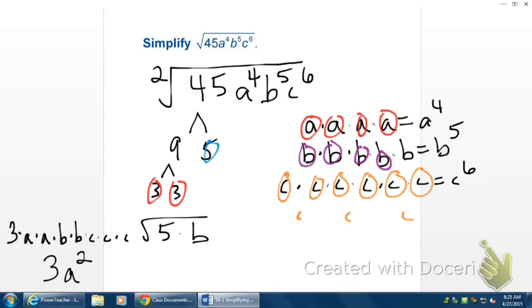What about the B's? What am I going to get there? B squared. What about my C's? C to the 3rd. I got 3 C's right there. Last thing, I got a 5 and a B inside my radical. I'll leave it in there. And you're done.